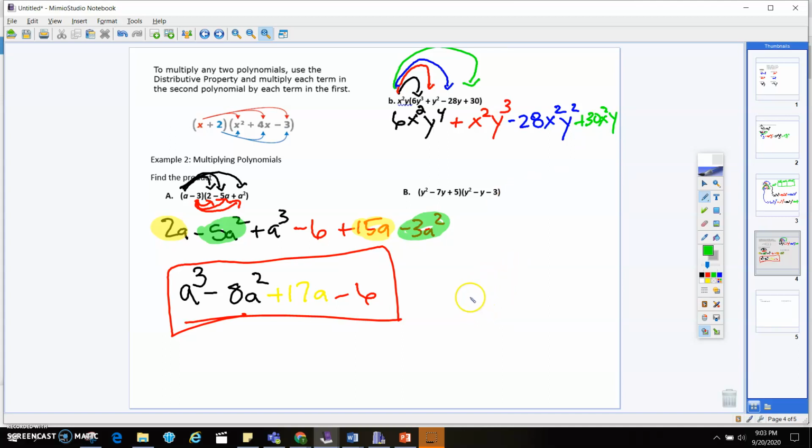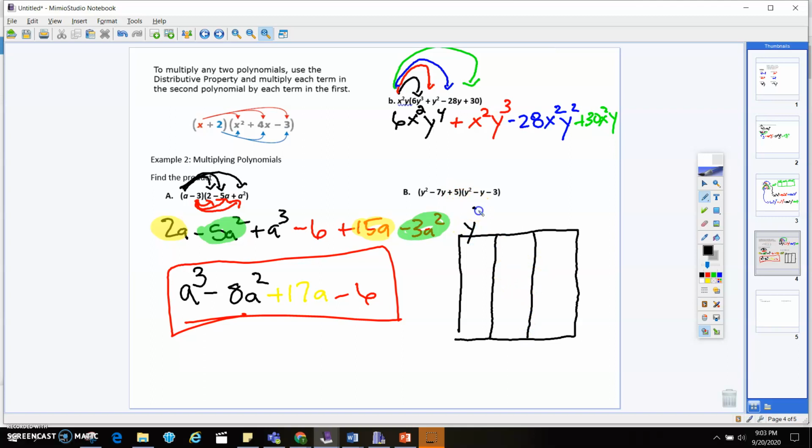Okay? A similar thing is going to happen with C, but on this one, you can use the FOIL or you can use the distributive. I'm going to show you how to do it with the box. It's a little messy if you're not an organized person, but I'll show you that way. So we have 3 terms in the first one, and then we have 3 terms in the second one. So you should have essentially 9 boxes.